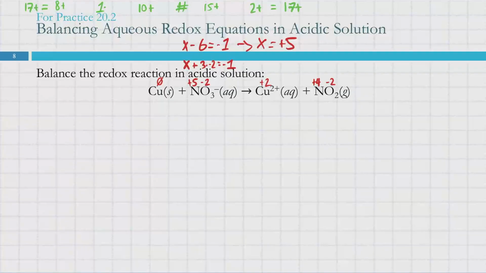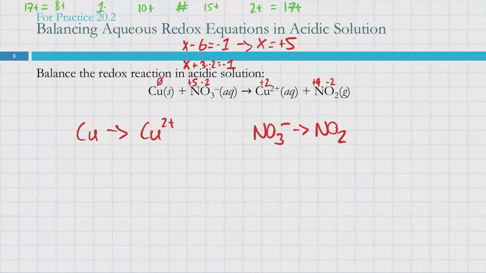Done with step 1. Step 2, we want to separate them out into their half reactions. Copper is going to be one of our half reactions. Nitrogen is going to be our other half reaction. So Cu going to Cu2+, NO3- going to NO2.